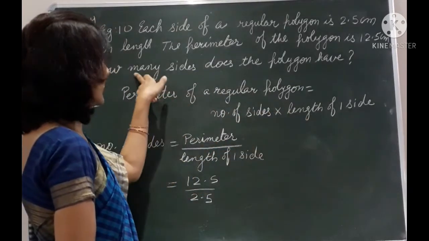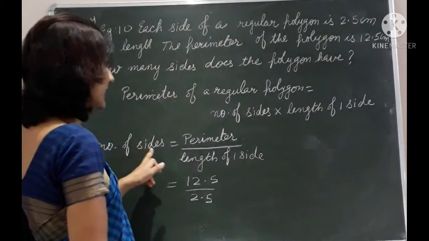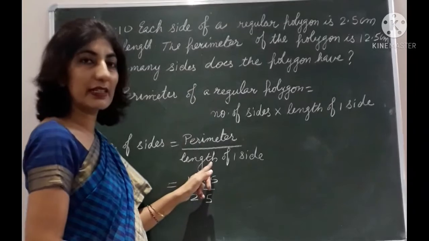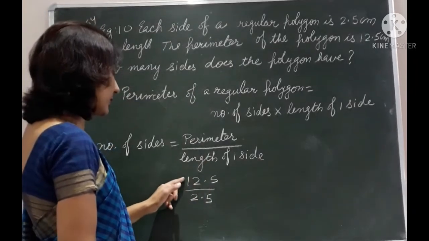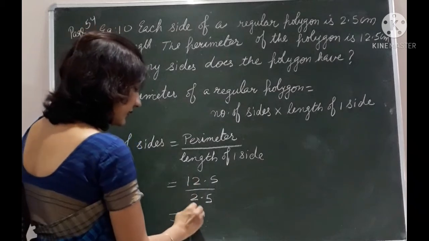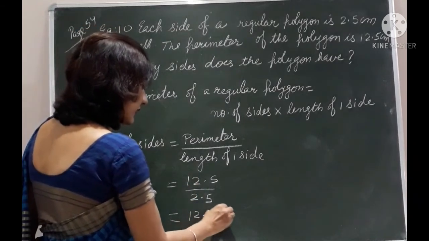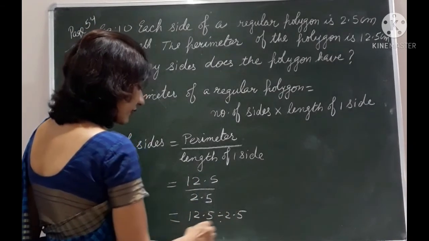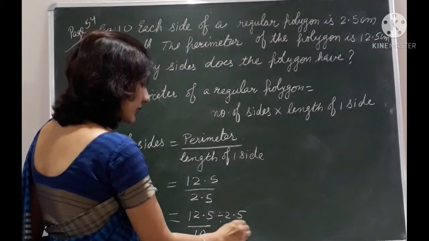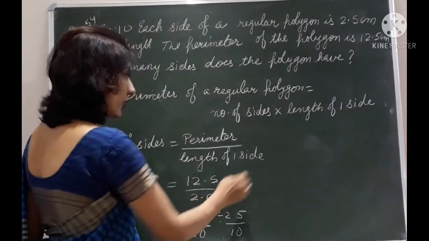Here what we have to find, how many sides, means we have to find the number of sides. So the number of sides will be equal to the perimeter divided by the length of one side. That is 12.5 divided by 2.5. A decimal divided by another decimal. Remove this decimal, 10 will come in the denominator. Remove this decimal, here also 10 will come in the denominator.